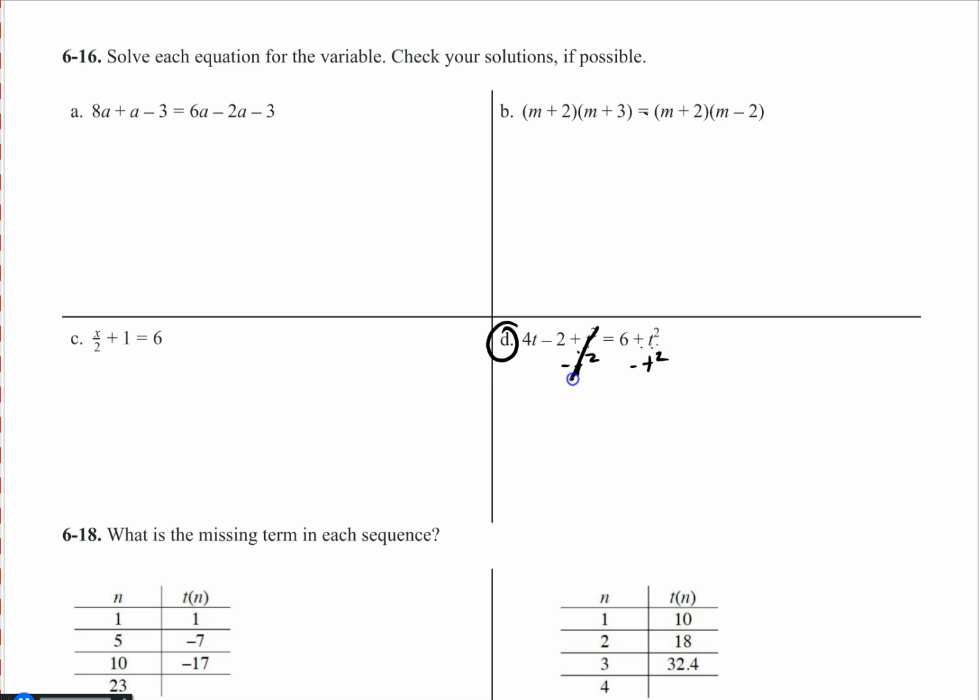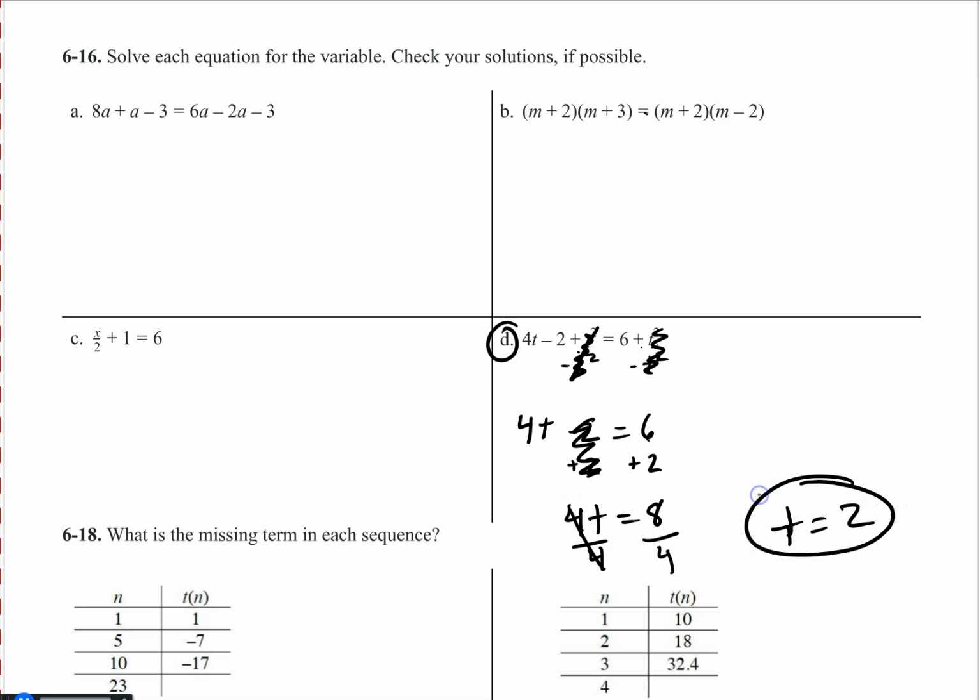T squared minus T squared cancels. Left with 4T minus 2 equals 6. Now we're going to add 2 on each side. Negative 2 plus 2 cancels, and I get 4t equals 8. So this one was a little bit shorter. T is 2.